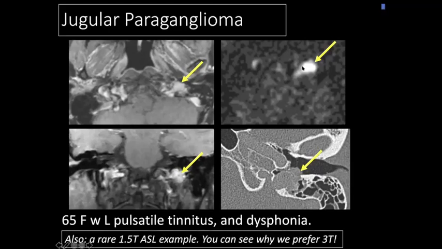In this particular case, I also want to point out that the ASL image is not particularly pretty. This is a rare 1.5 Tesla ASL example, probably the only 1.5 Tesla example I'll be showing you, and you can see why, in general, we prefer 3T with its higher signal to noise for ASL. So ASL can be done at 1.5T, but it's much better at 3T.